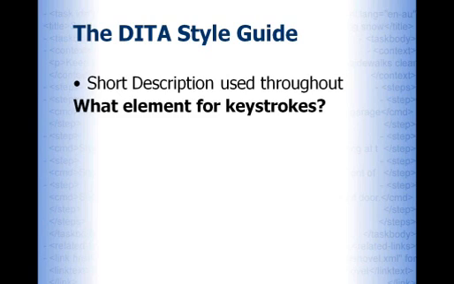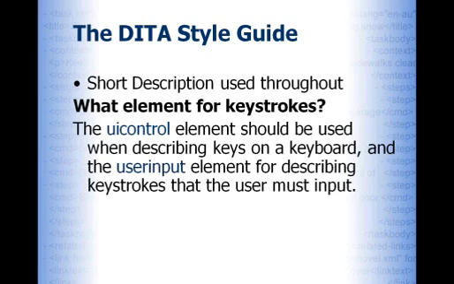To answer a typical question of the user saying, oh, I've got keystrokes, I'm going to get the person to type, like, tab F3. What element should I use for that? And so the DITA Style Guide says the UI control, user interface control element should be used when describing keys on a keyboard. So if you're talking about the tab key, then you should use UI control. But if you're talking about a sequence of keystrokes that the user has to input, then user input should be used. So it's a lot more practical and answers specific questions that a user might have. So that's where it varies a lot from the DITA language reference.